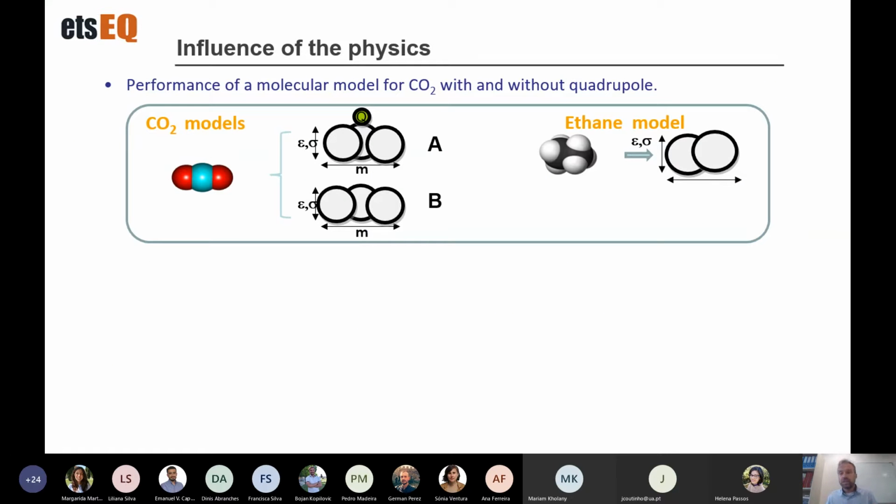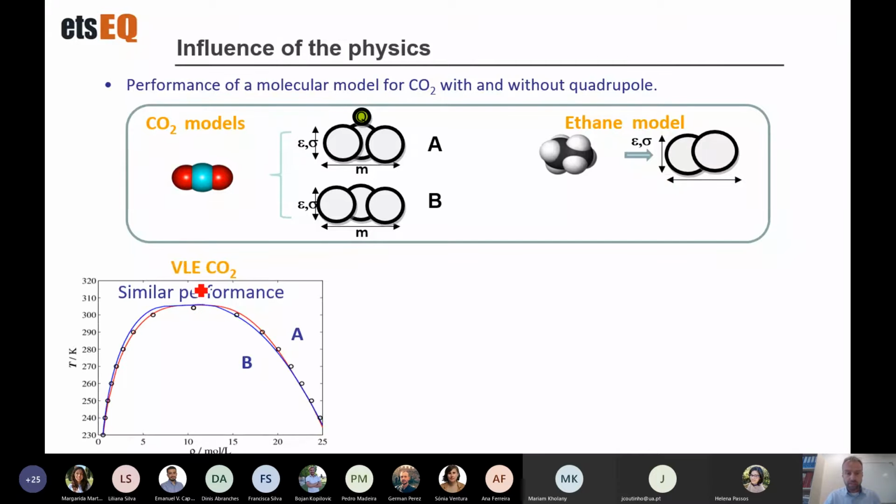Okay, then what is the advantage of using a SAFT equation if they are not fully predictive? Let's put some examples, okay? This is a CO2 molecule, carbon dioxide, okay? And here there are two possible models: a model considering the polar effect of the quadrupole and another model without this consideration. And this is a model of ethane, a very simple model without hydrogen bonding.